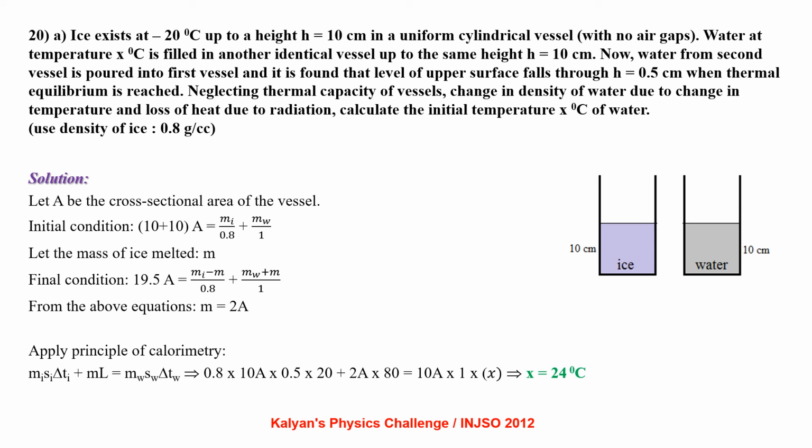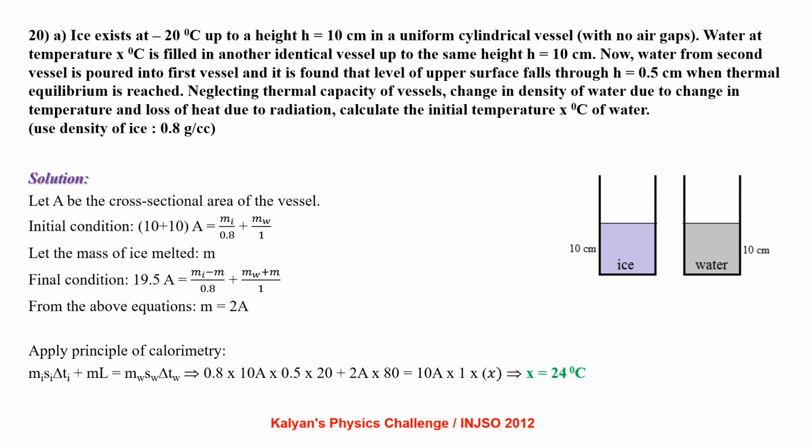Initial condition: (10 plus 10) into A equal to mass of ice by 0.8 plus mass of water by 1. That is, we have equated volumes. Let the mass of ice melted be m. In the final condition, we have 19.5 A equal to (mi minus m) by 0.8 plus (mw plus m) by 1. From the above two equations, we have m equal to 2A.